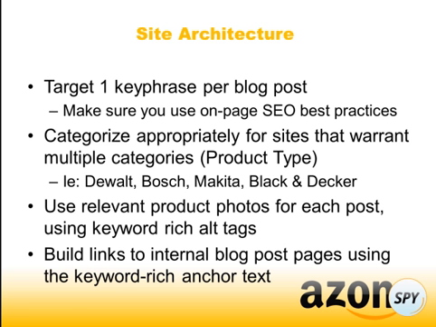Okay, so let's just kind of recap here. You want to target one key phrase per blog post. Make sure you're using on-page SEO best practices. You want to categorize appropriately based on websites that warrant multiple categories. So for this example, if we were doing cordless drills and we weren't focusing on just one brand, we may want to categorize it by DeWalt, Bosch, Makita, and Black & Decker. You want to make sure that you use relevant photos, product photos for each post, and use keyword-rich alt tags, and build links to internal blog post pages using keyword-rich anchor text.